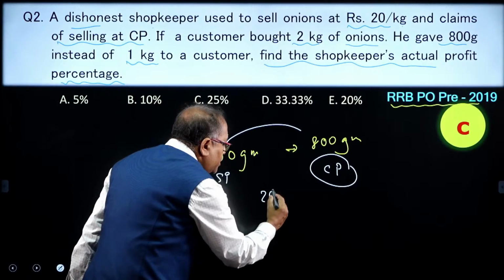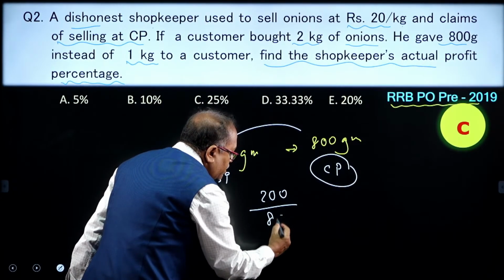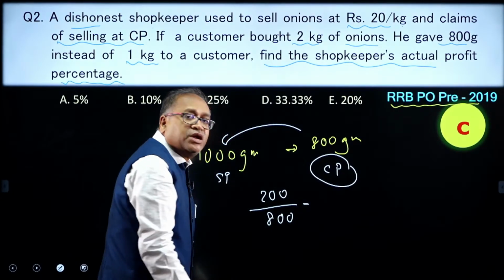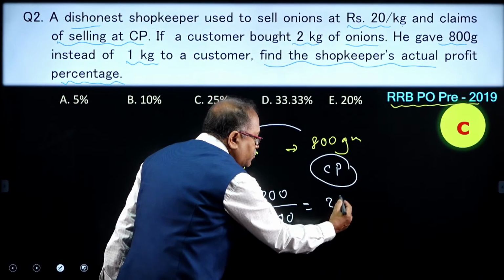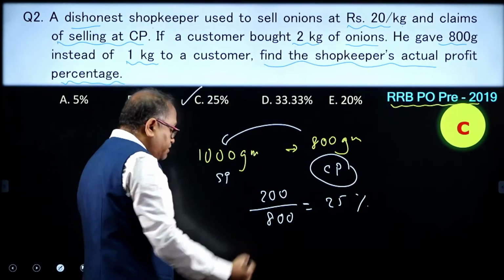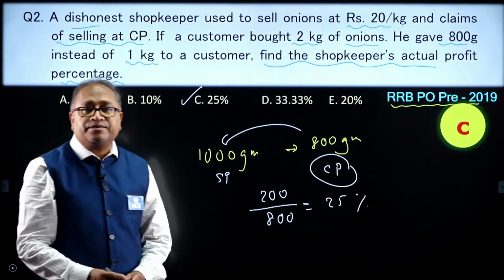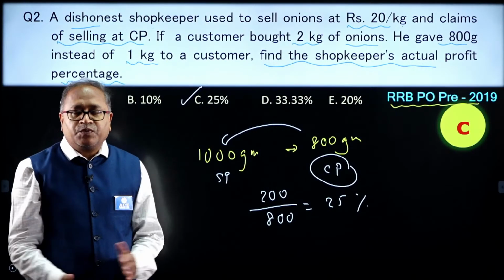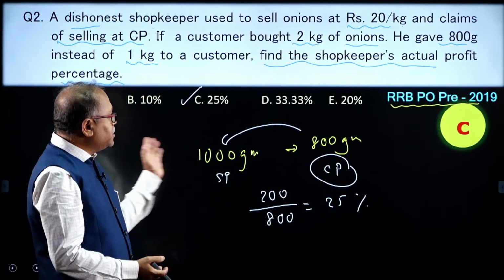So, 200 is what percentage over 800, which is nothing but 1 by 4, and which is 25%, and the 25% is option C. Mr. Ganesh has rightly said. Yes, my dear friends. This is the only thing I need to do.